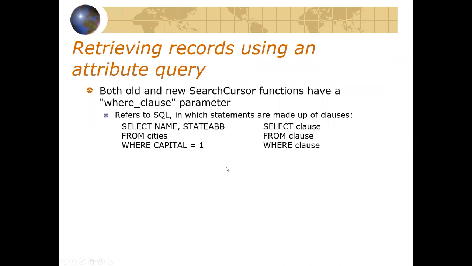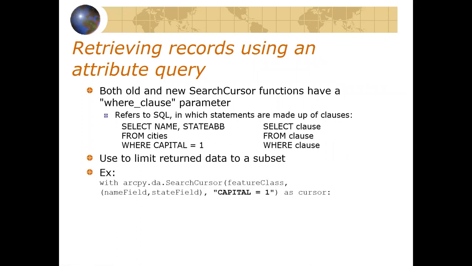And so a fairly basic SQL select statement. Here's an example: select name, state abbreviation from cities where capital equals one. That first line we would refer to as the select clause in that statement. The second one will be the from clause. And then the last one would be the where clause, which is what we're talking about here with search cursors. And that clause basically limits the records that get returned to you from the overall data set, from the overall table.